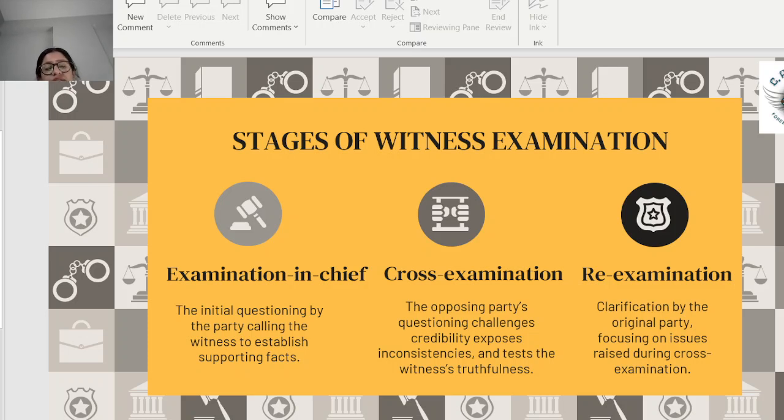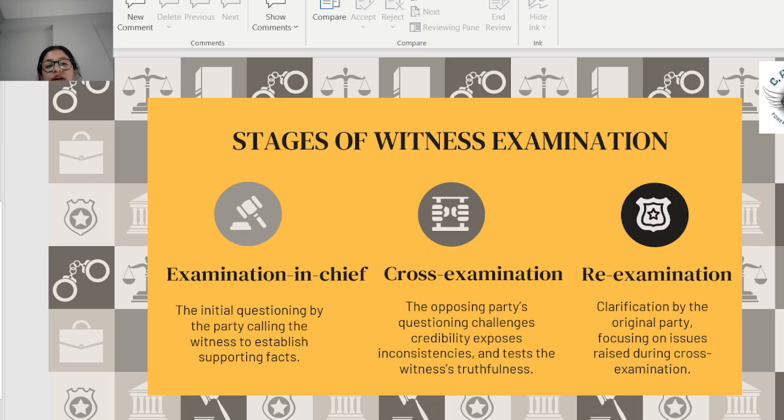Now coming to the third stage, which is re-examination. The party that has called the witness, basically the person who did the examination in chief, does the re-examination as well. If the party that has called the witness sees the need to examine the witness again after the cross-examination, they may examine the witness one more time. Clarification by the original party focuses on the issues that were raised during the cross-examination.